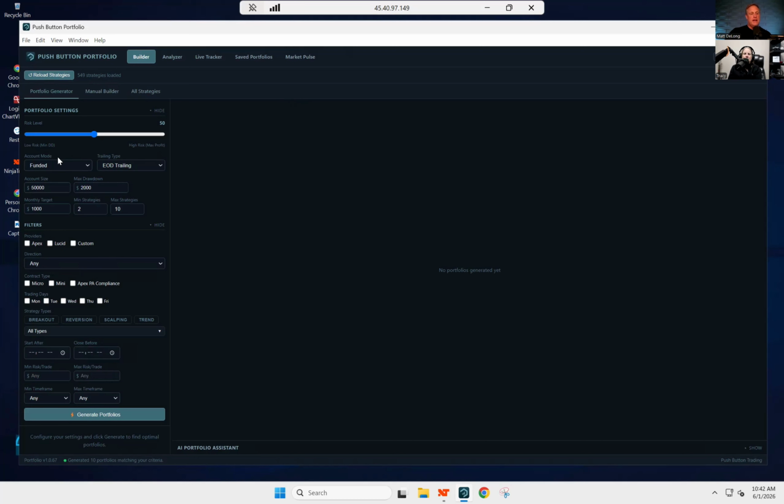The first thing you'll notice is there's really two sections. There's filters and there's portfolio settings. If I turn my drawing tools on, portfolio settings here, filters here. I always feel like we have to start this with something specific in mind, so I'm going to pretend that I have a 50K Lucid trading account, which I actually do.